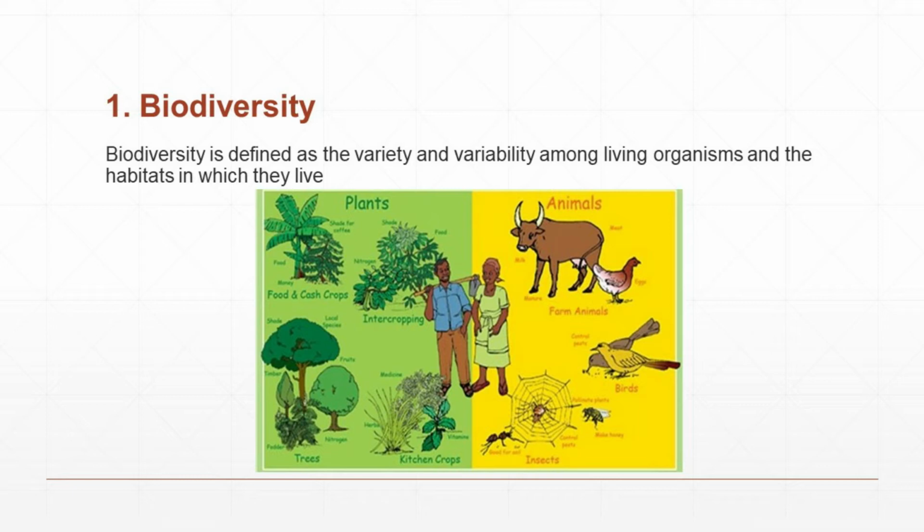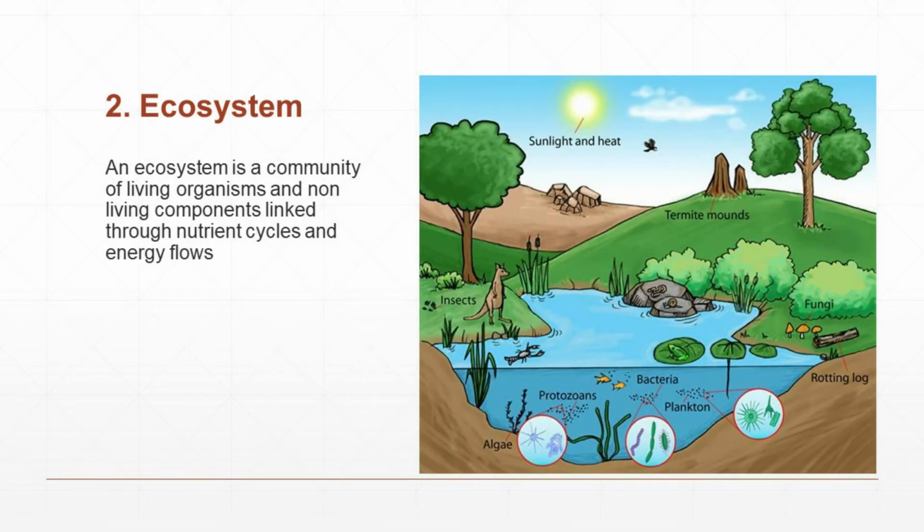Now let us know what we mean by ecosystem. An ecosystem is a community of living organisms and non-living components linked through nutrient cycles and energy flows. That means, for food, nutrients means food.